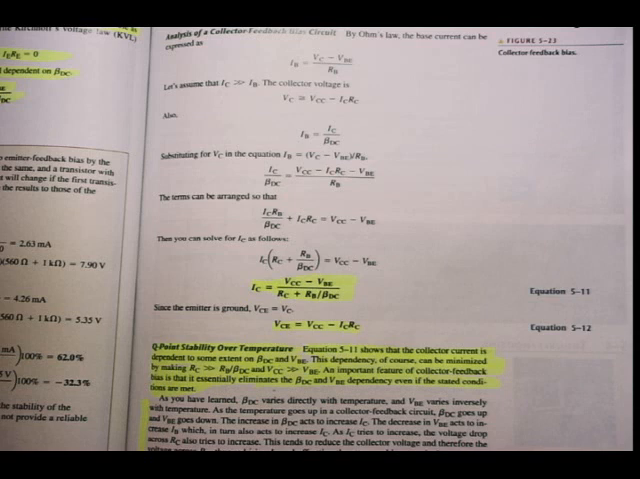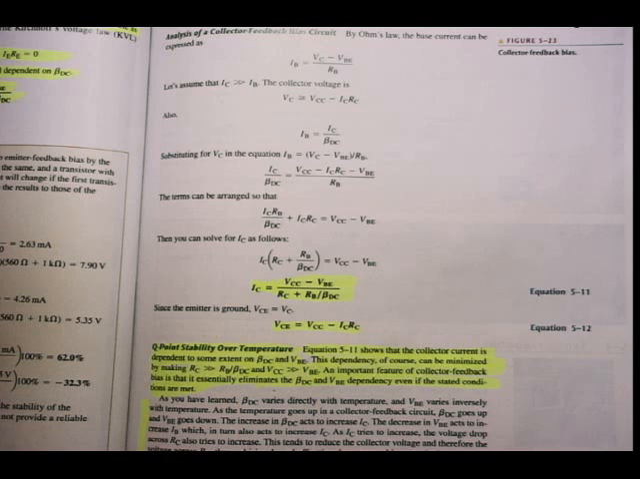So, as you have learned, beta DC varies directly with temperature, VBE varies inversely with temperature. As the temperature goes up in a collector feedback circuit, beta DC goes up and VBE goes down. The increase in beta DC acts to increase IC, the decrease in VBE acts to increase IB, which in turn also acts to increase IC.